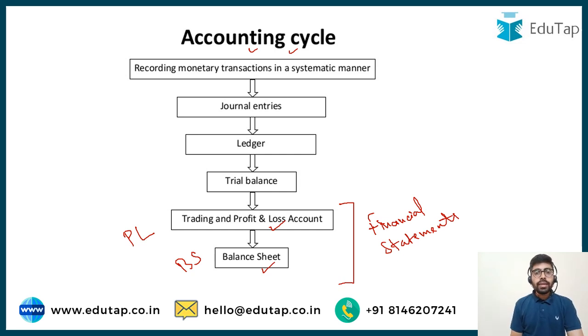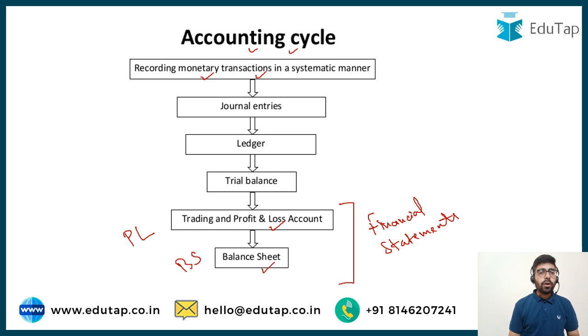Now this accounting cycle states that first you have to record monetary transactions. We already know non-monetary transactions have no place in the books of accountants. Accountants are only concerned with money. बस पैसा, उनको बस पैसा समझ में आता है. Now the first step is the journal entry.